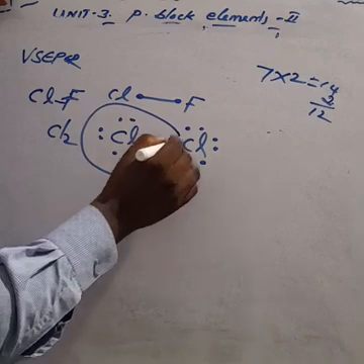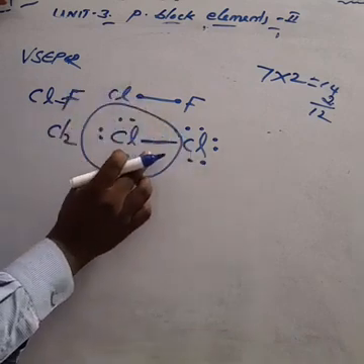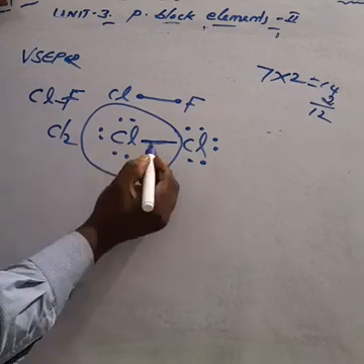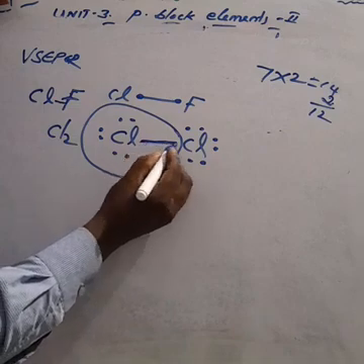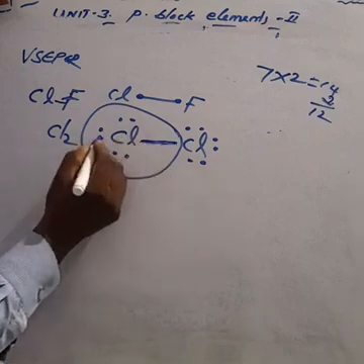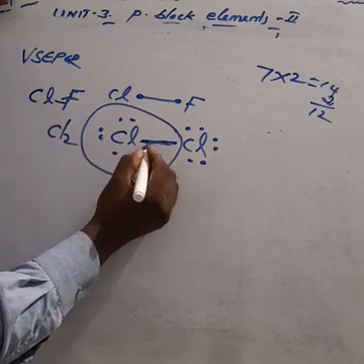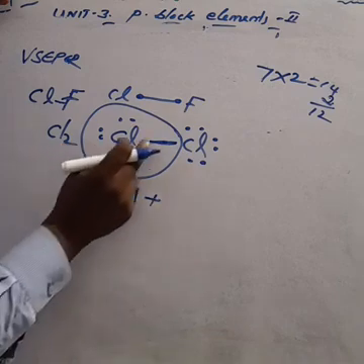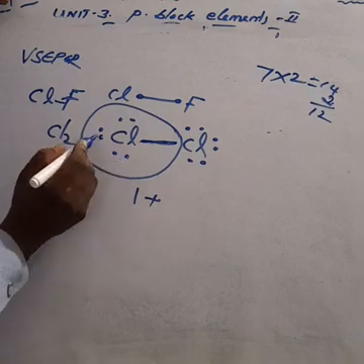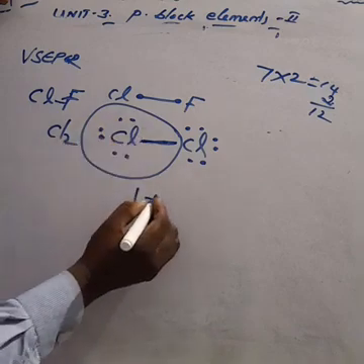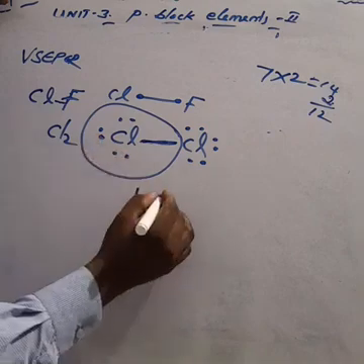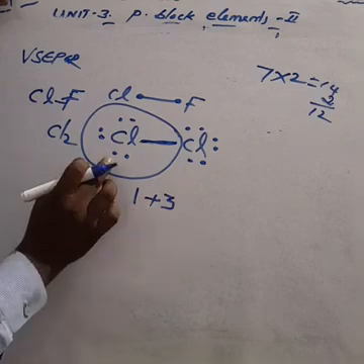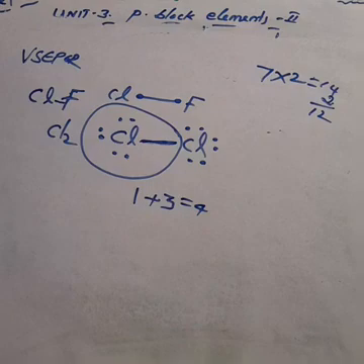Here we can talk about one chlorine atom. Suppose I am taking one of the chlorine atoms. How many bond pairs and how many lone pairs? This bond is what we call the bond pair. So this chlorine atom has one bond pair. How many lone pairs does it have? This is one lone pair of electrons, another lone pair, another lone pair. Sorry, 3 lone pairs of electrons. So 1 plus 3 is equal to how much? 4.